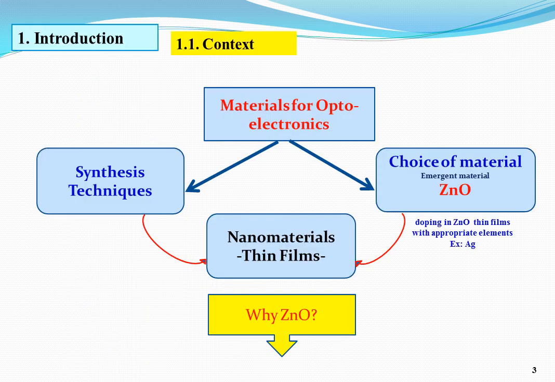Introduction. Context. One of the semiconductor materials that can be used in optoelectronic devices is zinc oxide. Particularly, doping zinc oxide thin films with appropriate elements like silver offers an effective way to adjust their electrical and optical characteristics.